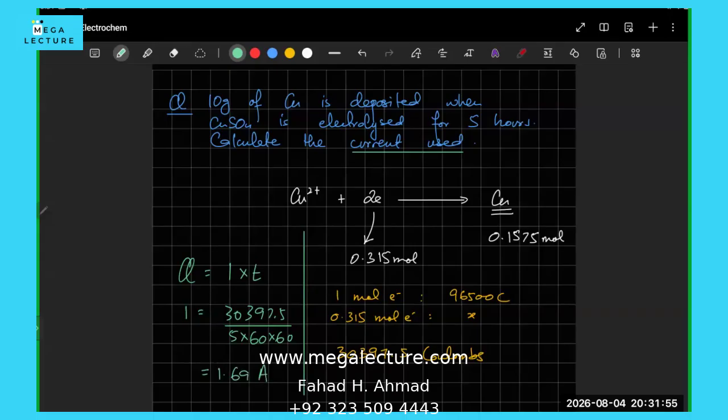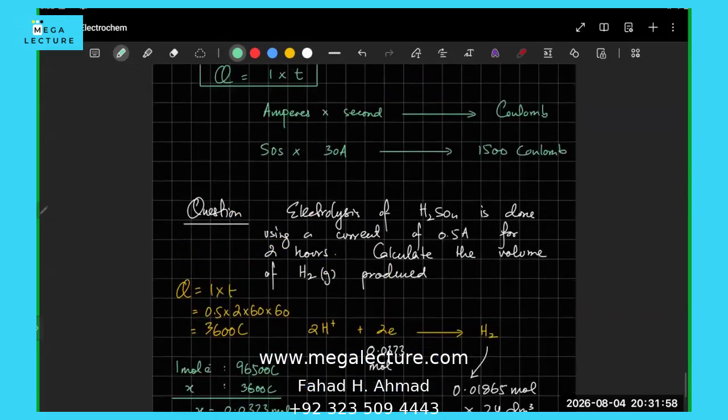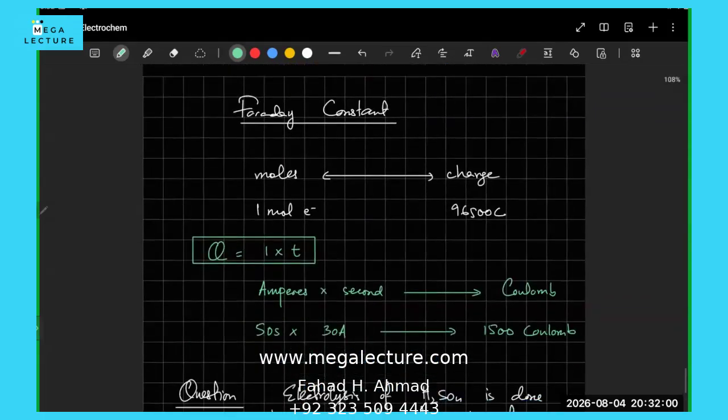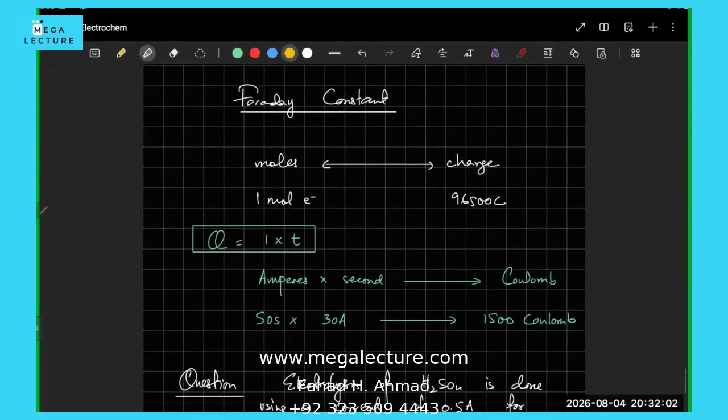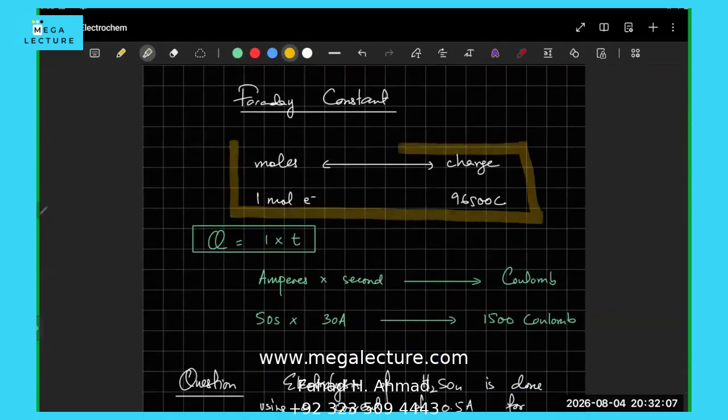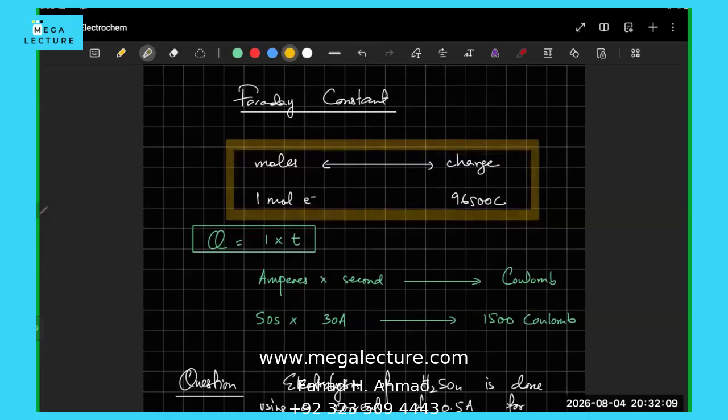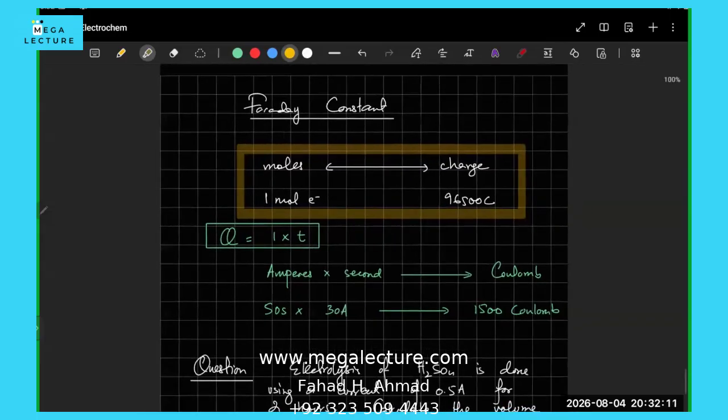So remember, the Faraday constant is specifically used for this part, this switching between moles and coulombs. So that is specifically used for that. So that was probably the last thing.